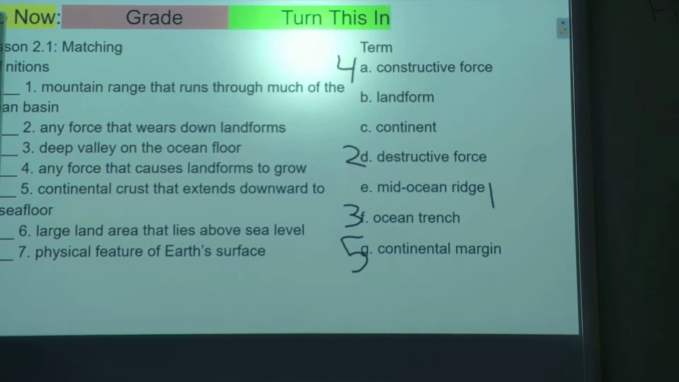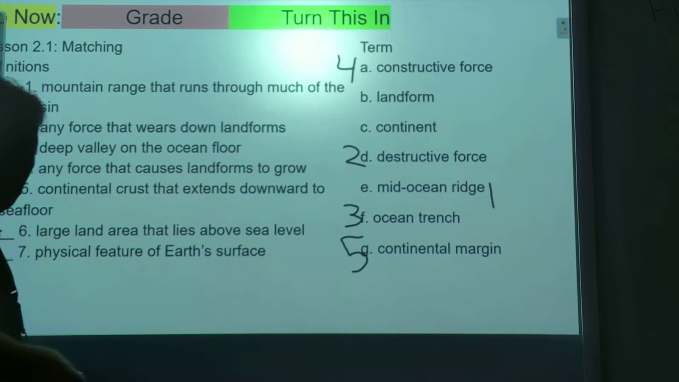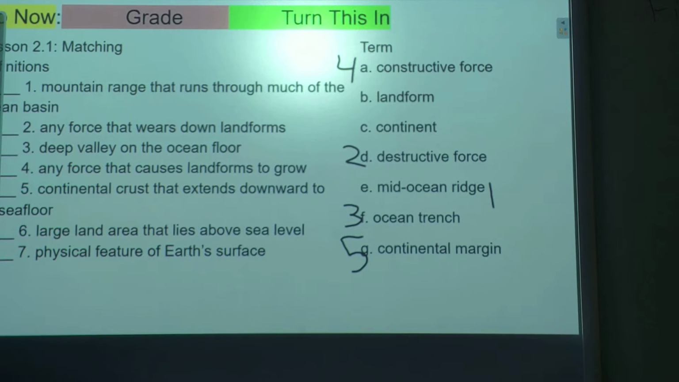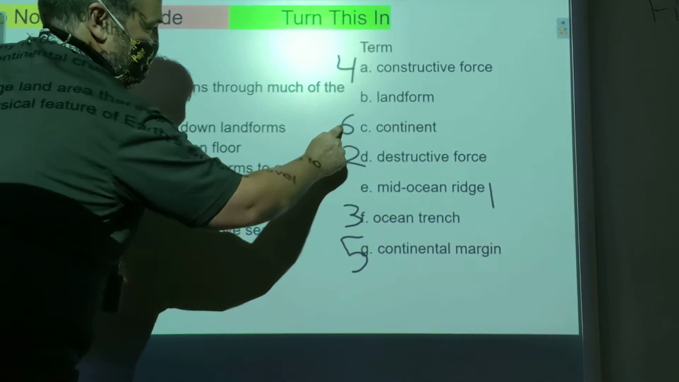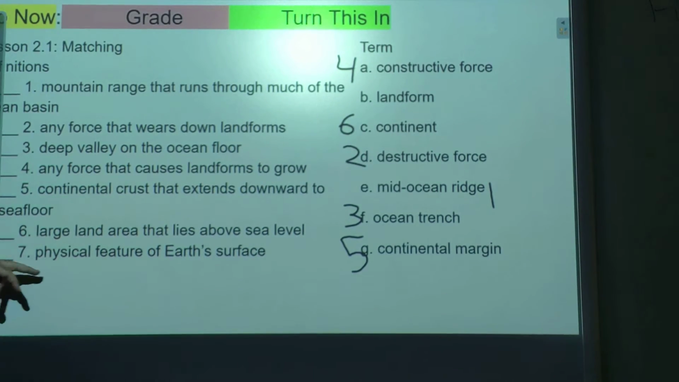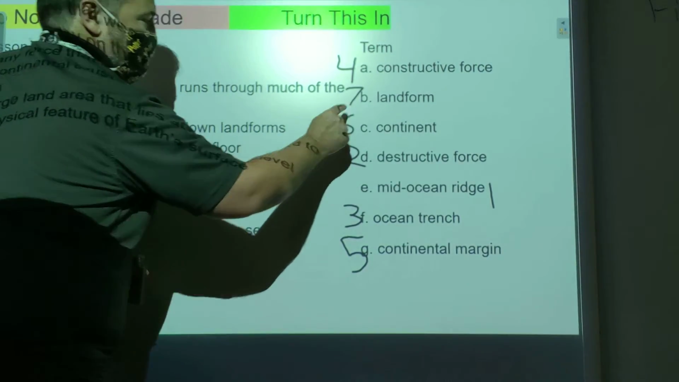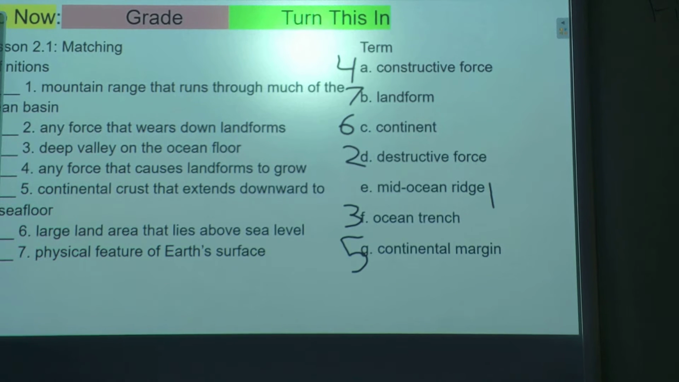Large land area that lies above sea level. The key, I think, is that it says above sea level. So 6 would be continent. And then a physical feature of the Earth's surface would be landform. A continent is a type of landform. A mountain is a type of landform. A valley is a type of landform.